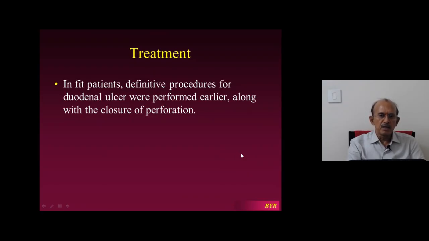In fit patients, definitive procedures for duodenal ulcer like vagotomy and antrectomy used to be done in the earlier days. But nowadays it is not being done. Our intention is only to close the perforation and to tide the patient over the emergency situation. So you are treating the complication, but the disease is still present. That means duodenal ulcer is still there.